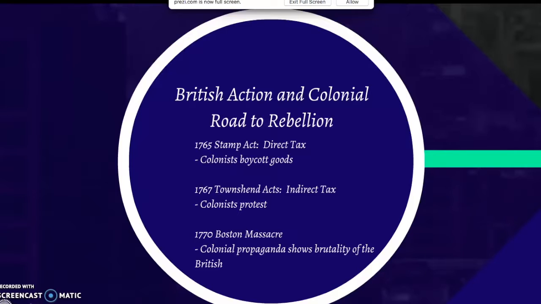We'll talk a little later about how significant that propaganda was from some of the first patriots in America, namely Paul Revere.